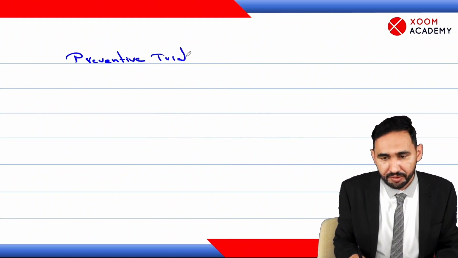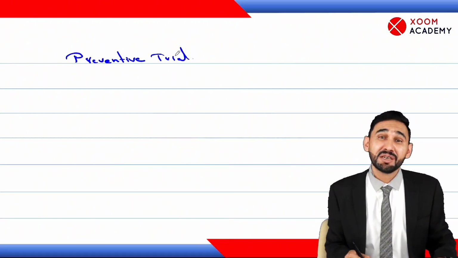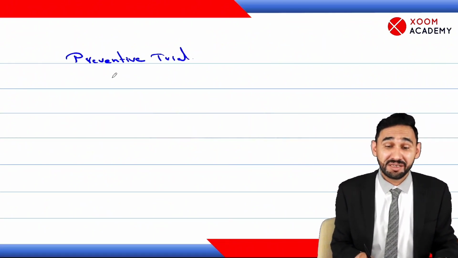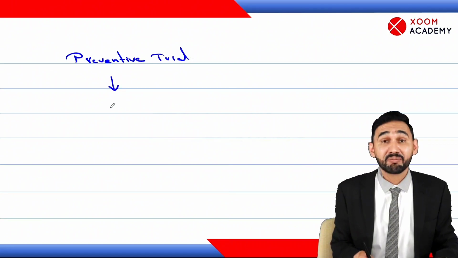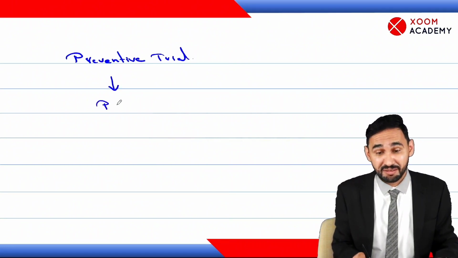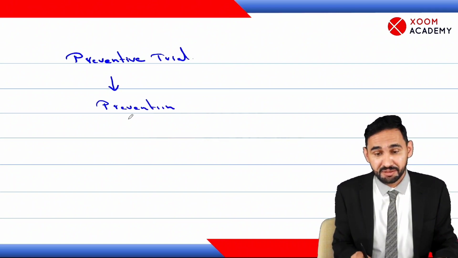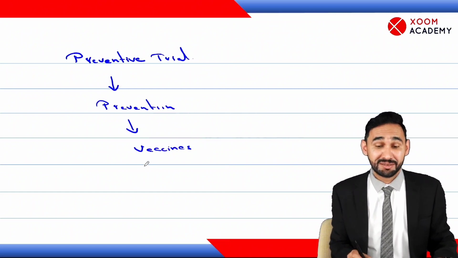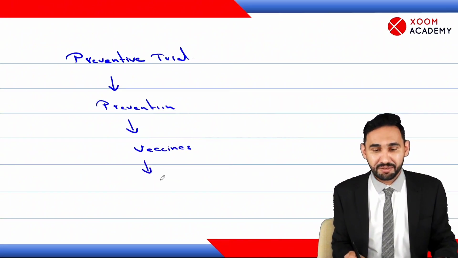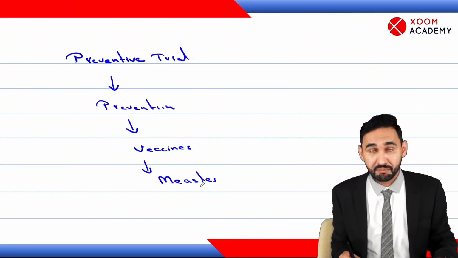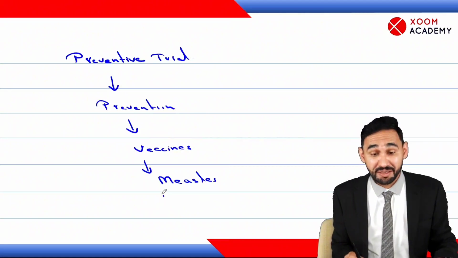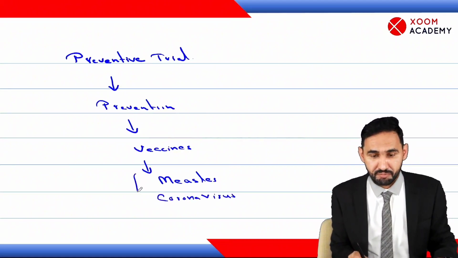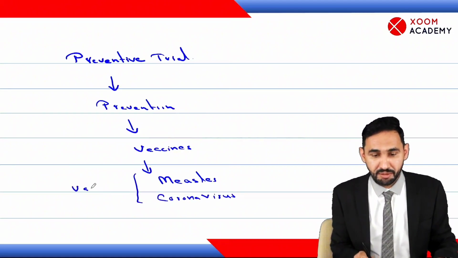What is a preventive trial? A preventive trial is done on vaccines. It is for prevention of disease. Prevention is done to control the disease. It is a trial of vaccines like measles vaccine, coronavirus vaccine. These are all preventive trials.